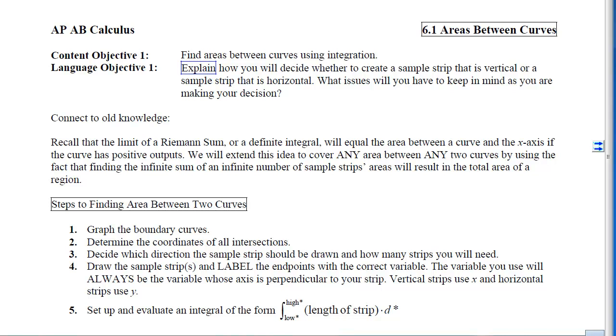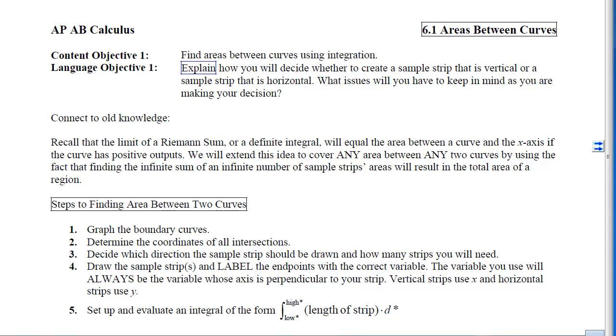This is section 6.1, areas between curves, and our one and only objective for the section is to find areas between curves by using integration. When we're done, I'd like you to be able to explain how you will decide whether to create a sample strip that is vertical or a sample strip that is horizontal. And I want you to think about the issues that you'll need to keep in mind as you are making your decision.